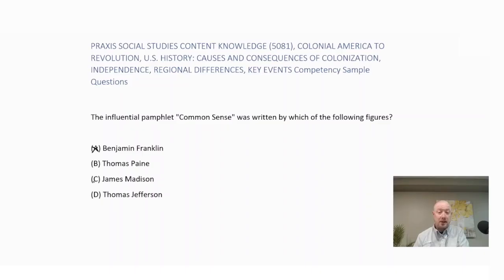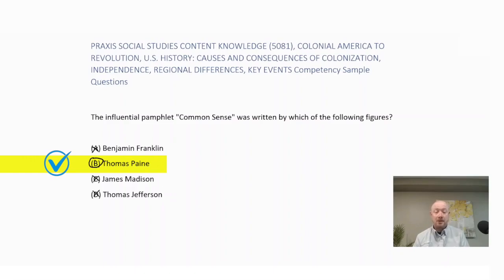I'm going to eliminate choice C, James Madison. He is considered the father of the Constitution. He wrote the Federalist Papers, but not the pamphlet Common Sense. I'm going to eliminate Thomas Jefferson. He was one of the key writers of the Declaration of Independence, but he did not write the pamphlet Common Sense. And the correct answer here is B, Thomas Paine.